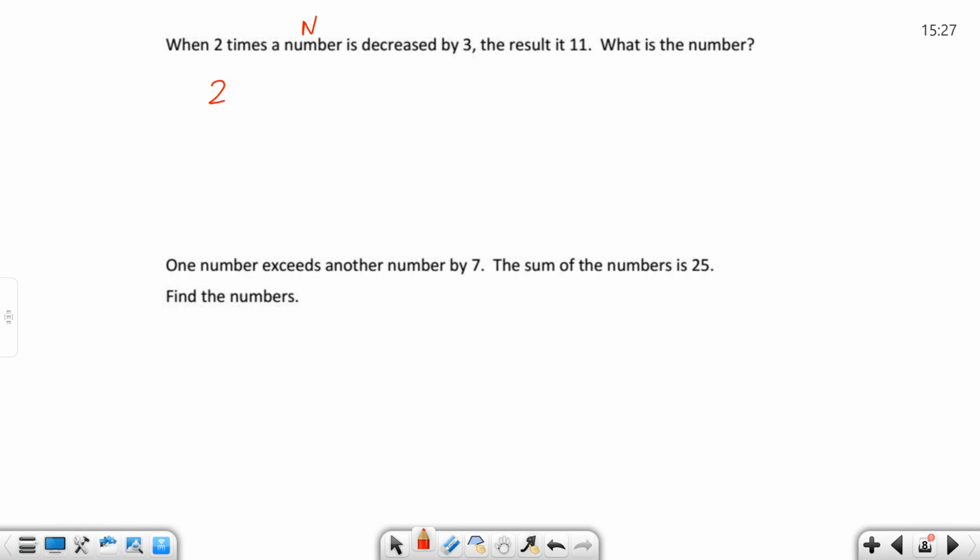So when 2 times a number, so 2 times a number is 2n. If you write a number times a variable, that means multiply. 2n is decreased by 3. So if we take 2n and subtract 3, the result is 11.